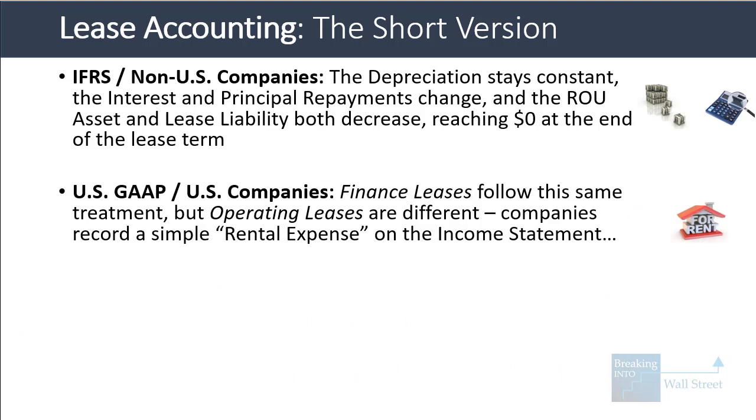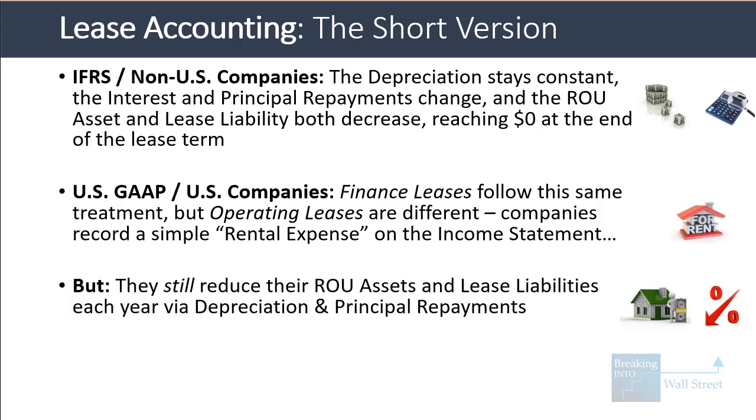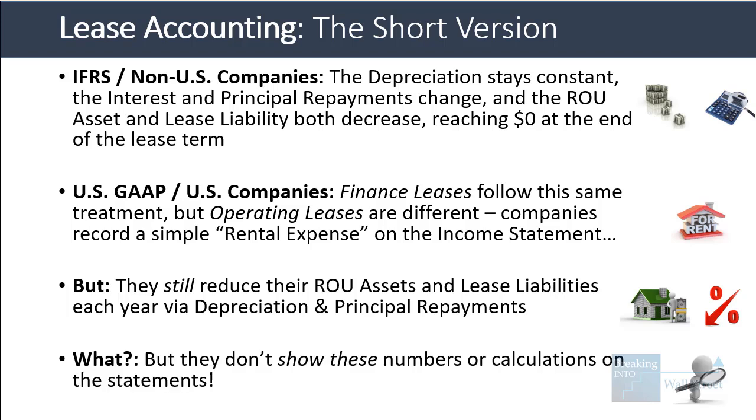Under US GAAP, finance leases follow this same treatment, but operating leases are different. Now we'll cover the differences between finance and operating leases in a little bit, but the leases work differently under US GAAP and there are different treatments depending on how the lease is classified. For operating leases, companies record a simple rental expense on the income statement, but confusingly, they still reduce their right-of-use assets and lease liabilities each year with these depreciation and principal repayment line items, even though they're not actually showing them directly on the financial statements.